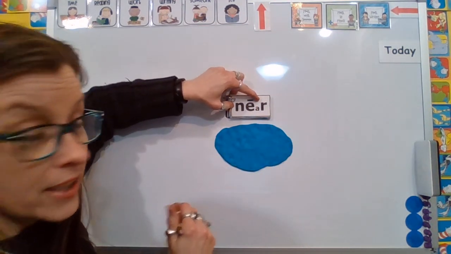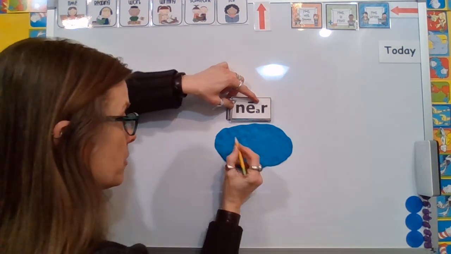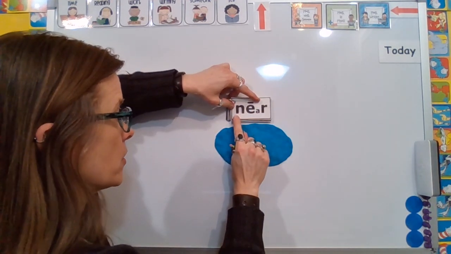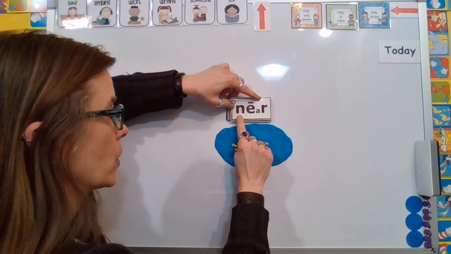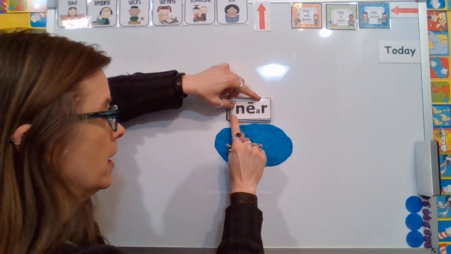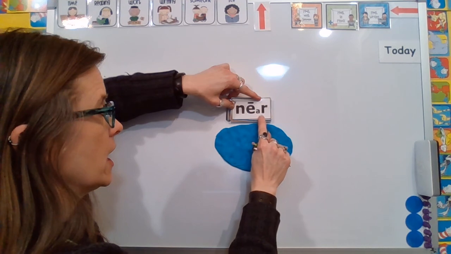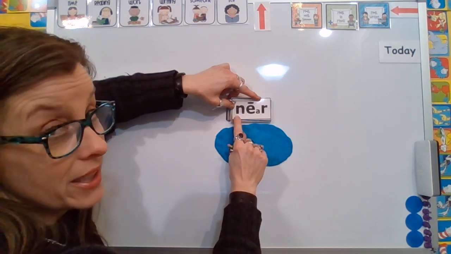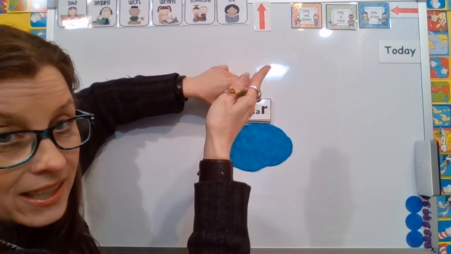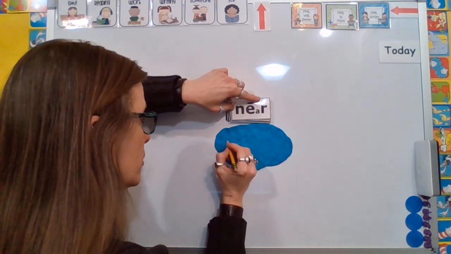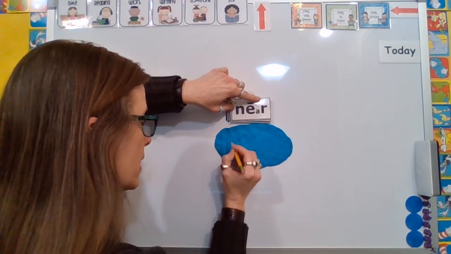Friends, looking at Miss Ty, I'm going to write my reading word. This is the word ear. Let me read that again the slow way. Ear. Now I'm going to read it the fast way. Near. What word is that? Near.